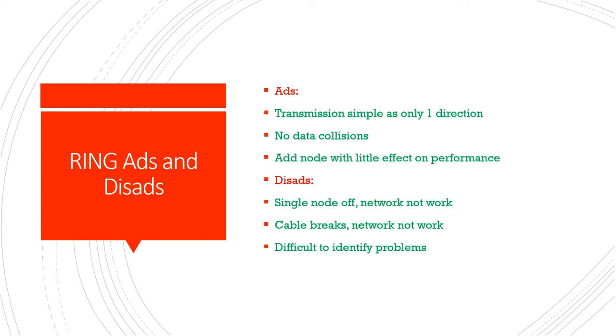Even if just one of them is turned off, the network won't work. If a cable breaks, the network won't work, and it's difficult to identify problems as well.